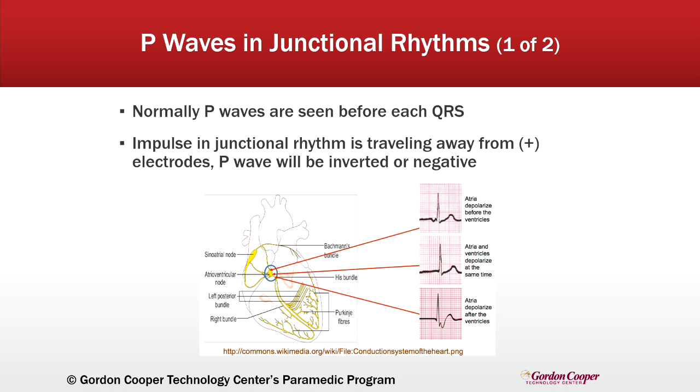rhythms. In a normal rhythm, we typically see a P wave before each QRS complex. Remember, that represents the atrial contraction. However, in junctional rhythms, the impulse is traveling in the opposite direction, away from the positive electrode. Because of this, the P wave may appear inverted or negative on the EKG, since the electrical activity is moving backwards through the atria.